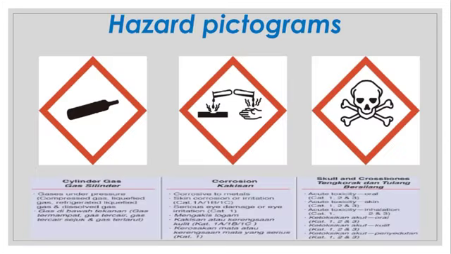Okay, these are the hazard pictograms. The first picture is the gas cylinder, for gases under pressure. Second is corrosion, which is corrosive to metals, and skin corrosion or irritation, also serious eye damage or eye irritation. Number 3 is skull and crossbones, which is acute toxicity, oral, acute toxicity skin, acute toxicity inhalation.